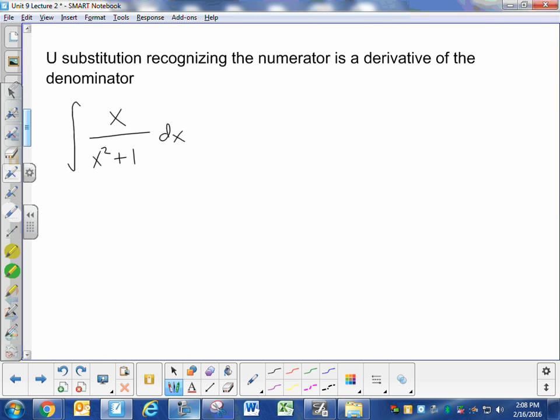Now, we have a situation where we will have a log in our antiderivative, but the key to recognizing the situation is that I have one power greater in the denominator than my numerator, or the numerator is the derivative of my denominator. If I see something like this, I should be thinking, okay, u substitution, set u equal to my denominator, and watch this stuff will cancel. Go ahead and do that. You can't do step zero here. You can't simplify this. So you have to use u substitution.